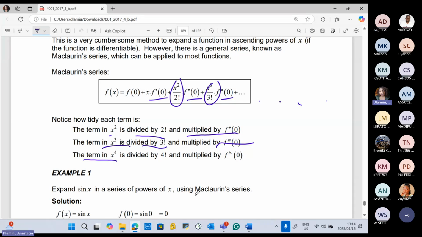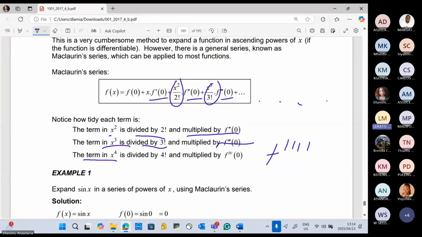Now, do you see that when you are writing the fourth derivative, you don't write y prime, prime, prime, prime, right? You can also write a number, like the fourth derivative, or the fifth derivative.